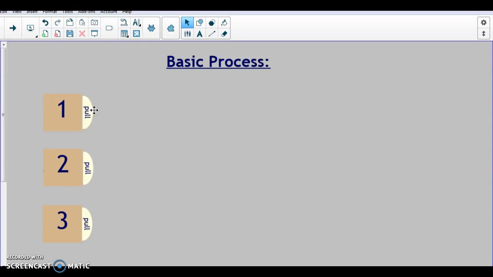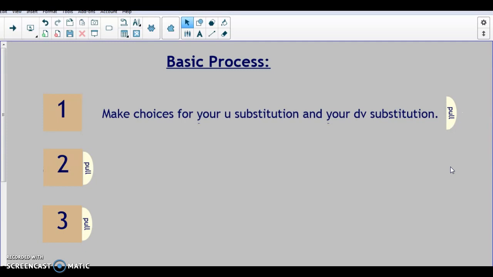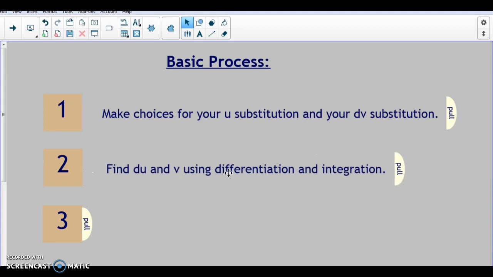For the basic process, there are 3 steps. The first step is to make your choices for your u substitution and your dv substitution. You'll be doing 2 substitutions, and you'll make your choices for each of them, and I'll explain how on the next slide. The second step is to find your du, so you'll differentiate u to find du, and integrate dv to find v. So you're going to be doing both differentiation and integration in the same problem.